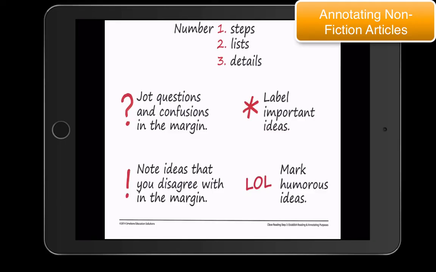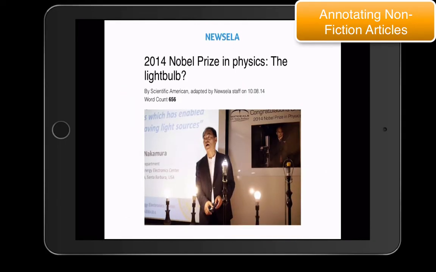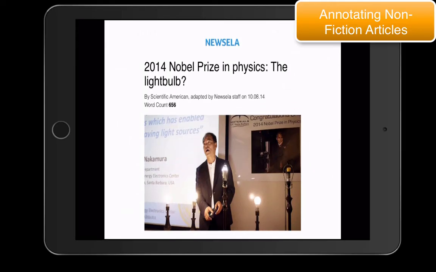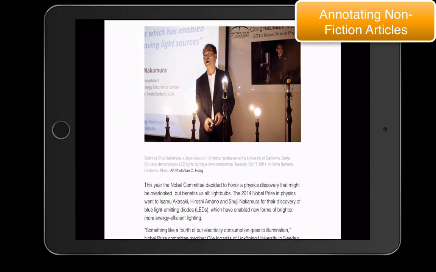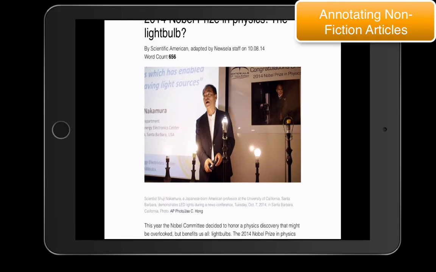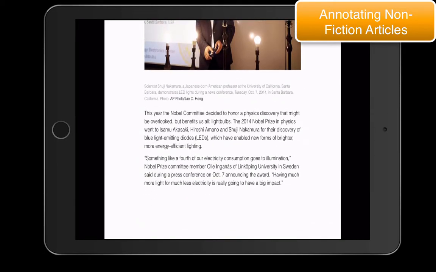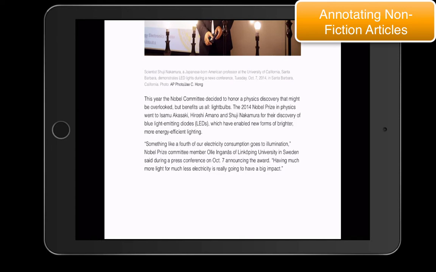So let's go ahead and try this real quick. Here's an article from Newsela. It's a great news outlet, talking about last year's Nobel Prize in Physics. It's a relatively short article by some standards, and I'm going to read it through out loud.